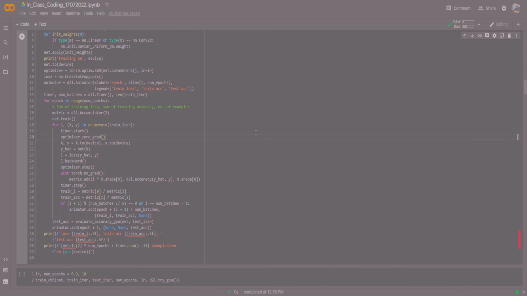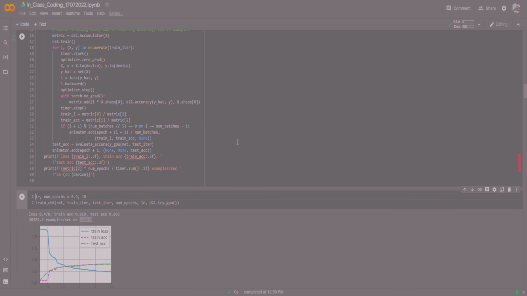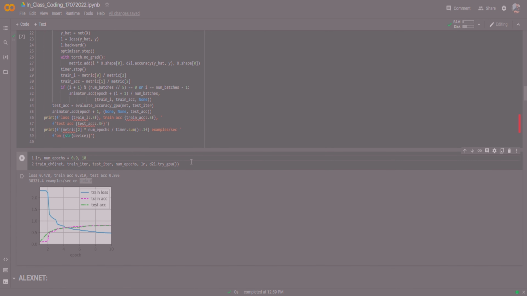All right, so let me quickly run this part. We don't have to go through that. Now the actual training and the testing part comes into the picture. So I define the learning rate 0.9, number of epochs 10 times I want to go with this. All right, so we'll call the function.